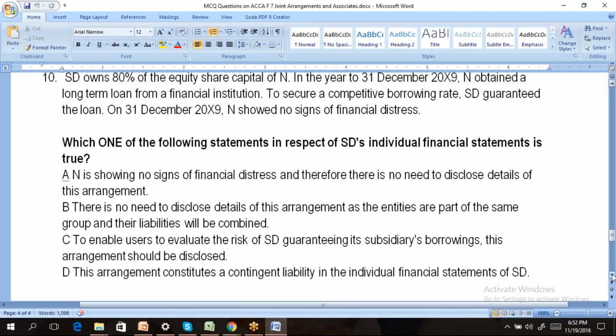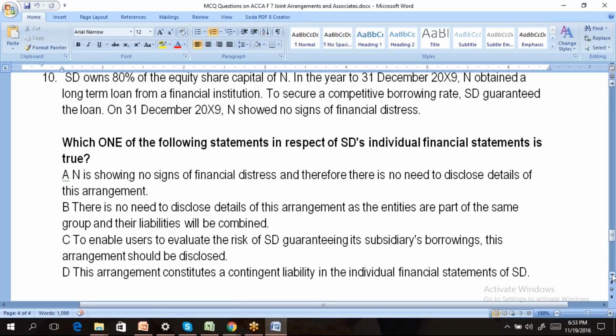A: N is showing no sign of financial distress, and therefore there is no need to disclose the details of this arrangement. That's not true. Whether there is financial distress or not doesn't matter, it must be shown. B: There is no need to disclose details of the arrangement as the entities are part of the same group and their liabilities will be combined. That's not true.